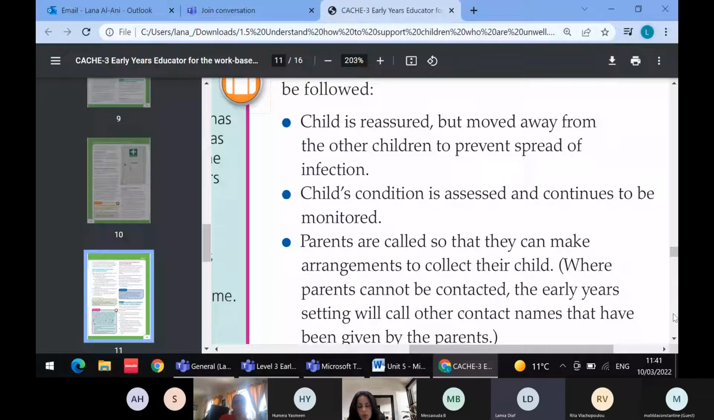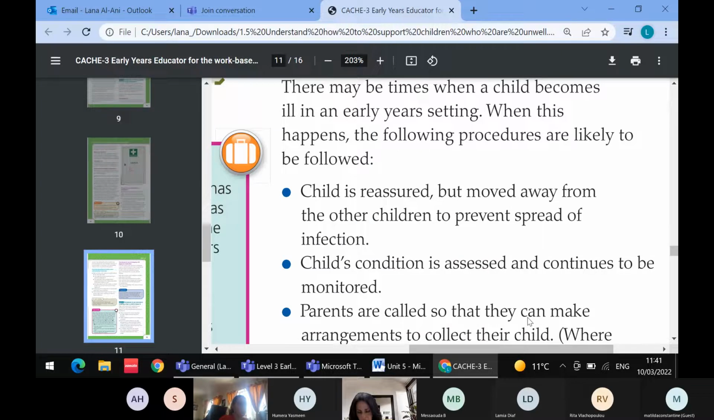But also, you need to take the child away from the other children to prevent infection. Separate him away. Yes. The child's condition is assessed and continues to be monitored.